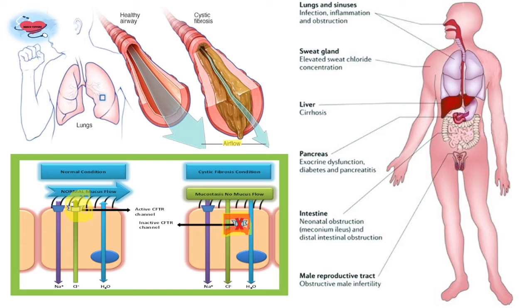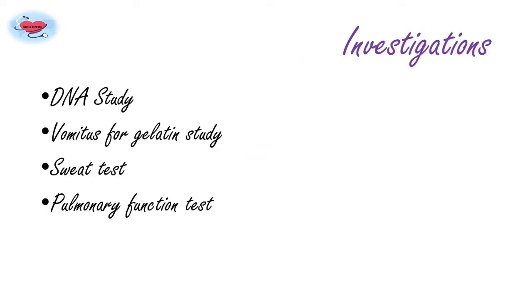Here the investigations are: DNA study should be done. Next, vomitus for gelatin study. In a normal individual, vomitus contains trypsin, which will digest the gelatin, so the X-ray film will be clear. But in case of cystic fibrosis, it won't occur. And according to the symptomatology, we can go for pulmonary function test, sweat sodium or sweat chloride test, or USG abdomen and so on.